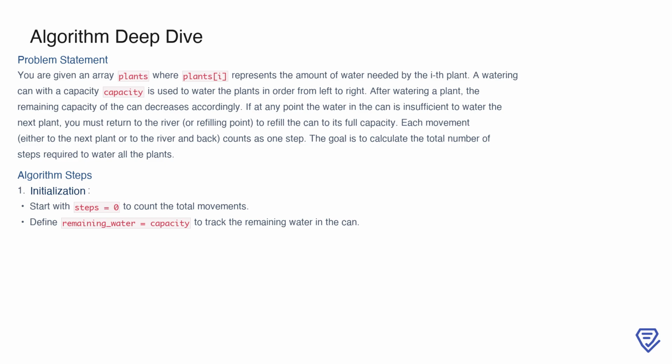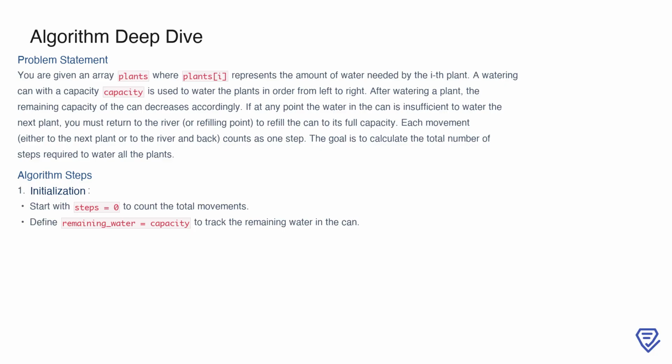In this problem, we are tasked with watering a series of plants arranged in a straight line. Each plant requires a specific amount of water, represented by an array plants, where the ith element indicates the water required by the ith plant. We use a watering can with a fixed capacity, which decreases as we water each plant. If the water in the can becomes insufficient to water the next plant, we must return to the river, refill the can to its full capacity, and then continue. Each movement, whether it's to the next plant or to the river and back, counts as a step. The objective is to determine the total number of steps required to water all the plants.